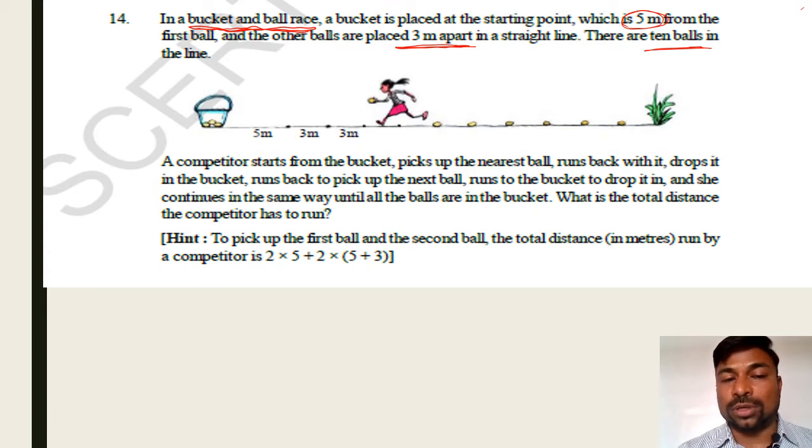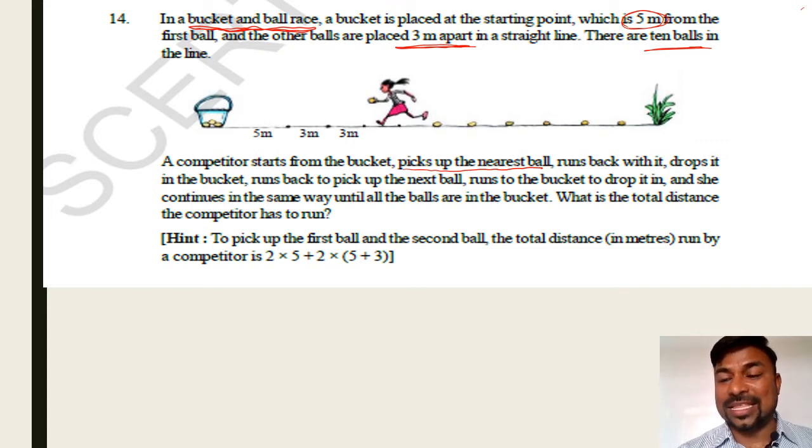Now let's see what is actually happening. A competitor starts from the bucket, picks up the nearest ball, runs back with it, and drops it in the bucket. Now she runs back to pick the next ball, runs to the bucket to drop it in, and she continues in the same way until all the balls are in the bucket. Now, what is the total distance the competitor has to run? That is the given question.